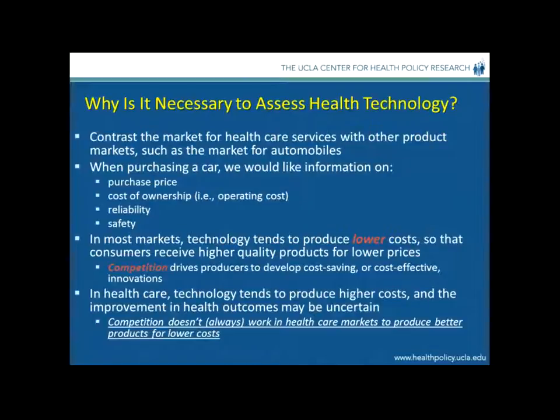So the point that I'm emphasizing here in a more general economic framework, because we're talking about economic evaluation, and why am I teaching this class today, is that competition doesn't always work in healthcare markets to produce better products for lower costs. It can, but it doesn't always, and it often produces better quality, but at a much higher cost. Again, in contrast to even a market like automobiles or these phones. And this is not a cheap phone if you have to pay the full price, right? But boy, does it do a lot. It's pretty amazing.